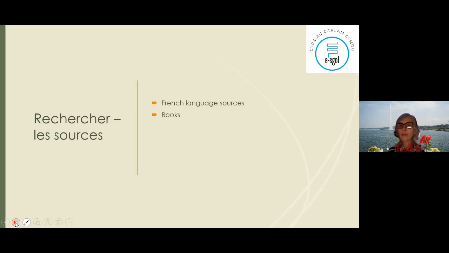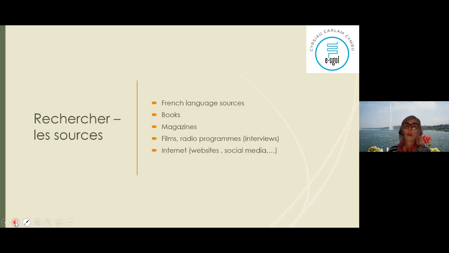You can use any type of sources. So you could use books if you had books, magazines, film, radio programs like interviews, of course, internet, and a lot of magazines nowadays or programs, films are on the internet. So use a website. You can also use social media.